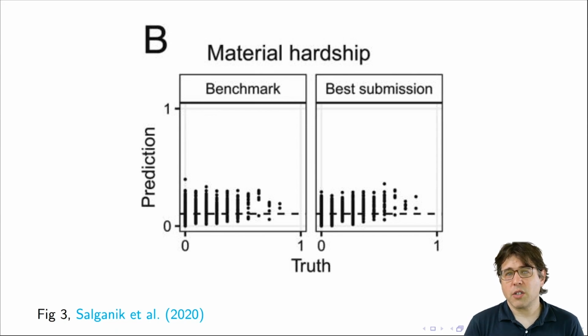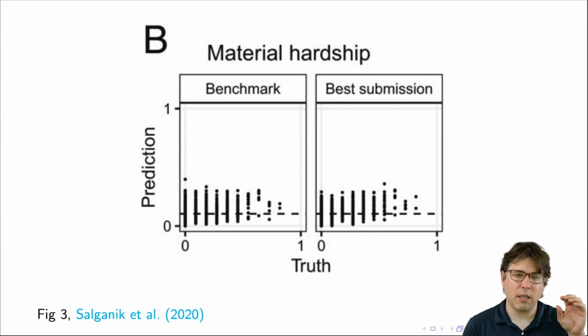So what does an R-squared of 0.2 look like? Here is a scatter plot, which I think helps illustrate it. Here we're seeing 2 things, the benchmark model and the best submission. Let's look at the best submission for a second. The x-axis here is the truth, which goes from 0 to 1. This is for material hardship. The y-axis is the prediction. If the predictions were perfect, everything would lie along the 45-degree line. And we see that's clearly not the case here.